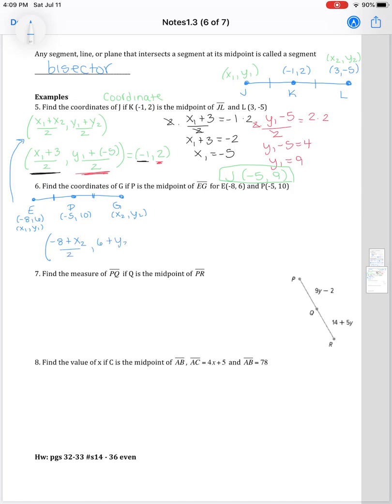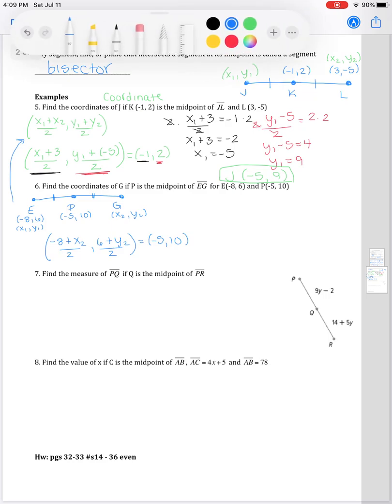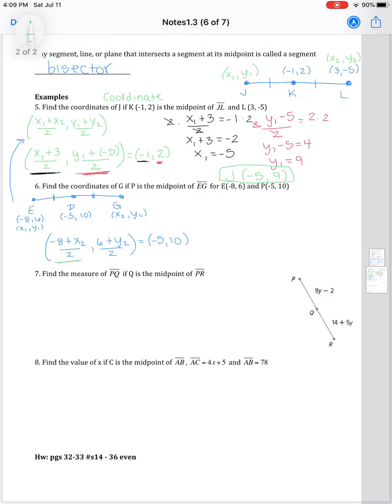So x1 is -8, x2 we don't know, divided by 2. 6 plus y2 divided by 2, and we know that that answer has to equal the midpoint, which is (-5, 10). So now we're going to take our parts. So the first value has to be equal to -5. So -8 plus x2 divided by 2 equals -5.